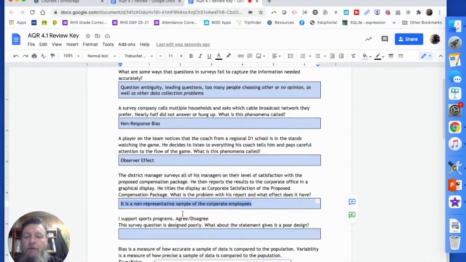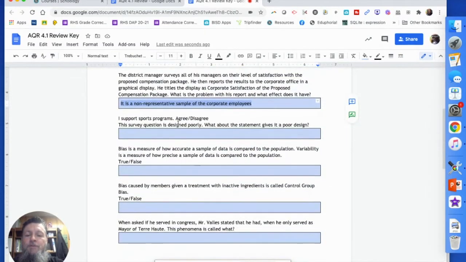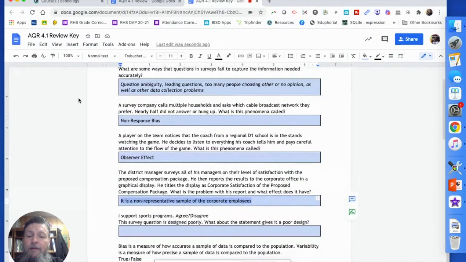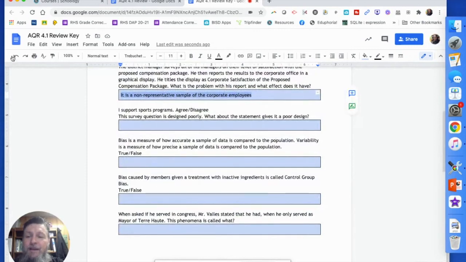All right. So for this next survey question, we need to see what's wrong with it. I support sports program. Agree or disagree? Of course, this question is designed poorly. What about the statement gives it a poor design? I think you can figure this out. If you look at the first answer to the first question, it's the very first thing: question ambiguity. It doesn't give us any details. It's not very clear. So that's the answer to that one.